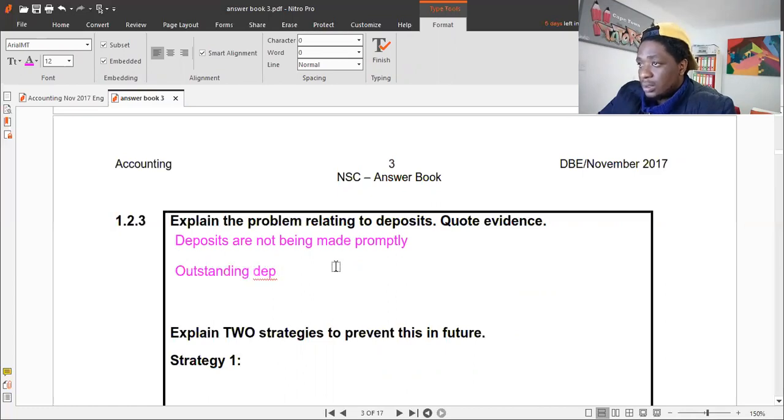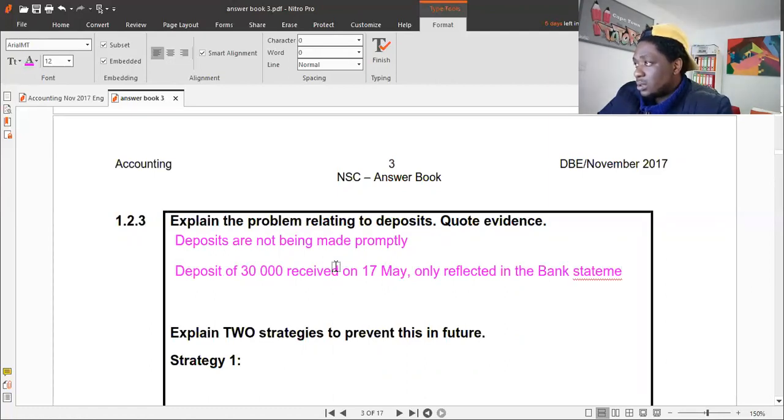Outstanding deposit. I'm going to say deposit of 30,000 received on the 17th of May, only reflected in the bank statement on 2 June.